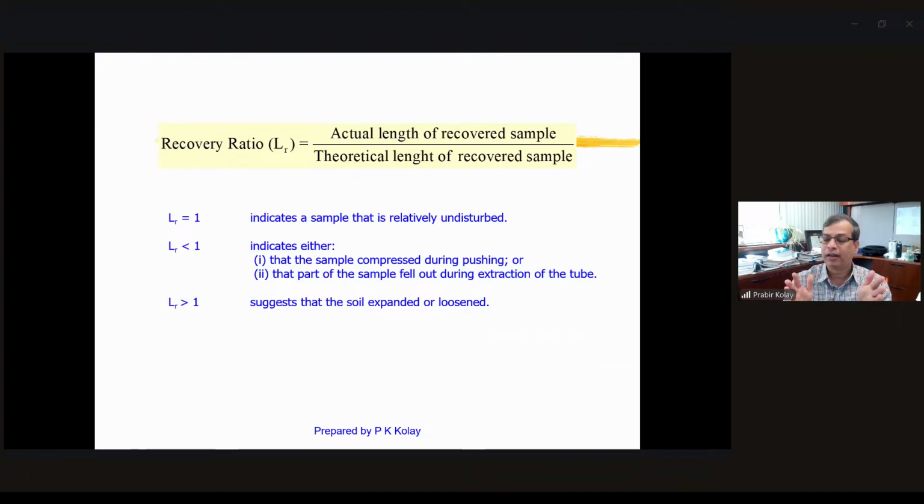For rock it is different. For rock, you take the pieces that are more than 4 inches, add all of them, and then divide by the total sample length.